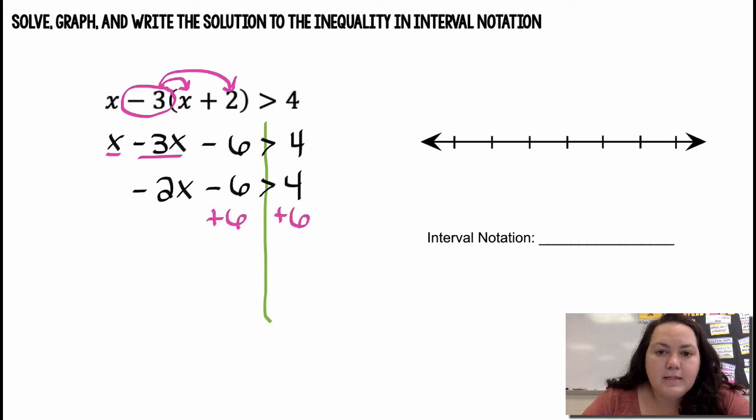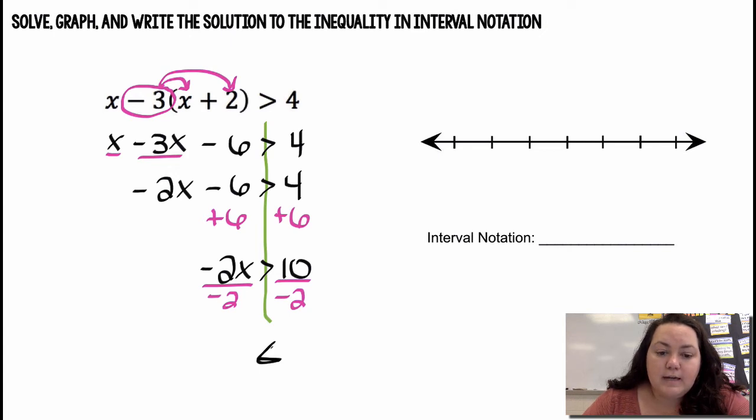I'm going to get rid of the minus 6 by adding 6 to both sides. I get negative 2x is greater than 4 plus 6, which gives me 10. Now I'm going to divide by negative 2. I'm dividing by a negative, so I have to flip my inequality sign.